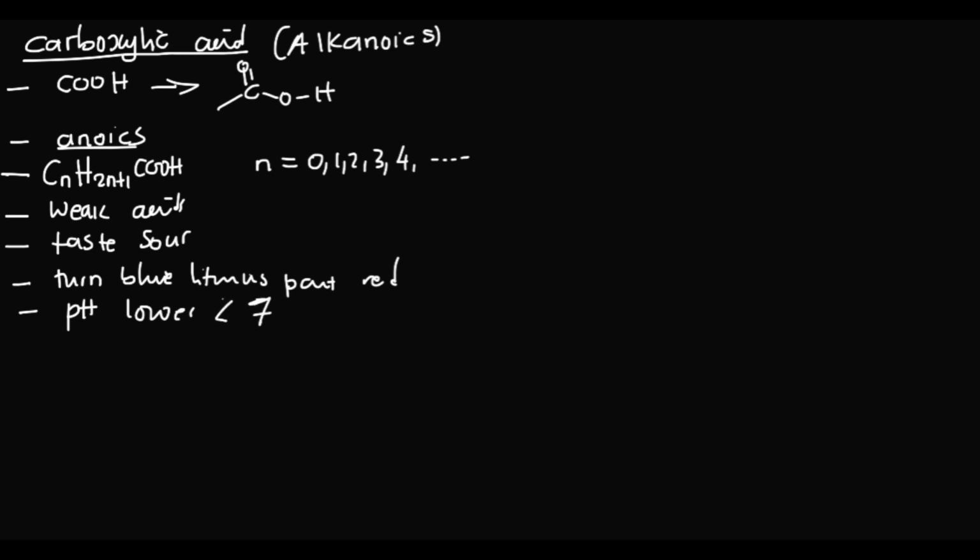Then from there, let's look at some of the examples. So we'll say, write the molecular and structural formula of the following. Begin with the first one, methanoic acid. Then the second one, ethanoic acid. Then we have propanoic acid. Okay, so let's begin with methanoic.